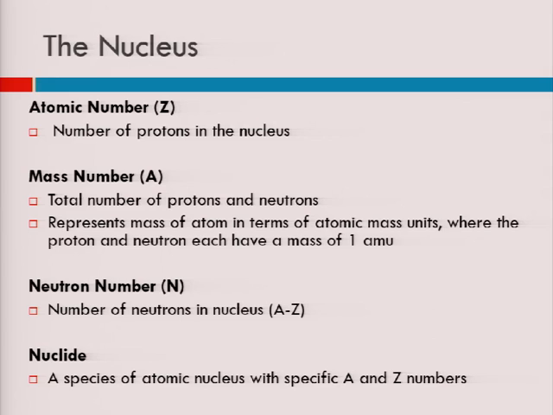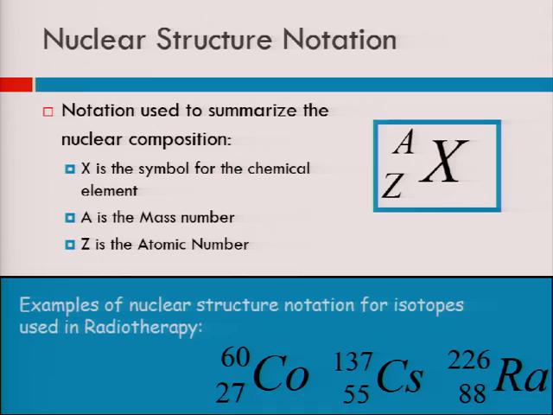So atomic number will be denoted with the Z, and that tells you the number of protons in the nucleus. Mass number A being the number of neutrons plus the number of protons. N just being the neutron number, right? So A minus Z. And then a nuclide is any species of an atomic nucleus with a specific A and a specific Z. And then this is the nomenclature that I'll use throughout the lecture. A, Z, and N, and then you can always figure out N from the other.